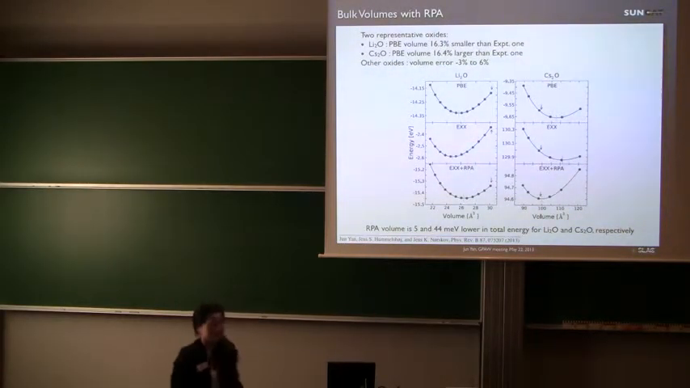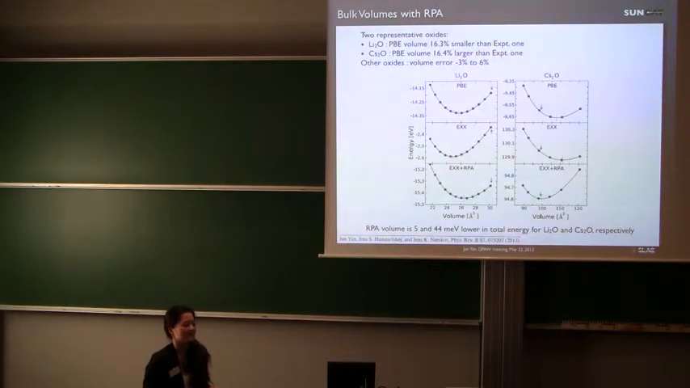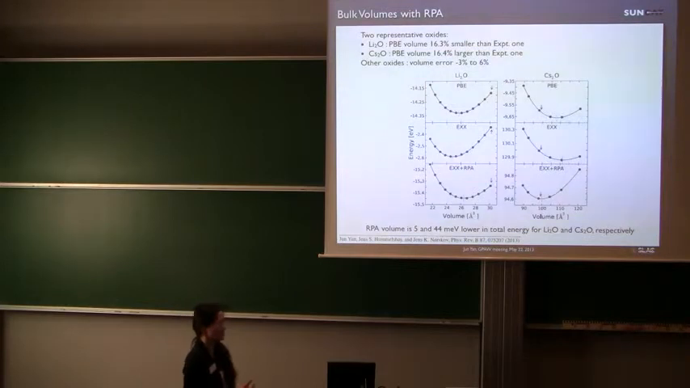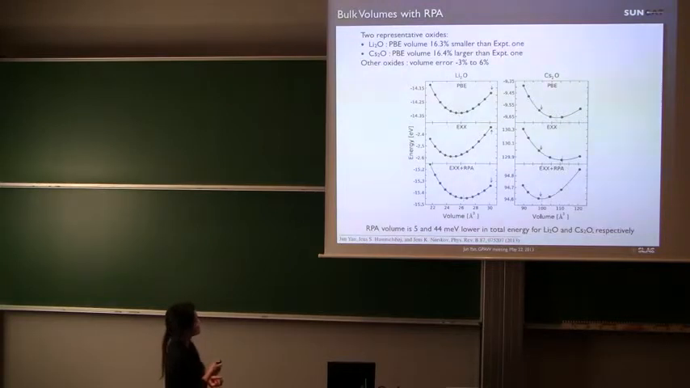And if you want to look at the structure effect, you can ask: you are using PBE structures, what if you use structures taken from the experimental values? So I chose two representative examples, which are two extreme cases in this data set: one has a much larger unit cell than it's supposed to have, and one has a much smaller unit cell than it's supposed to have. Cesium oxide is larger by 16%, and lithium oxide is smaller. You can see that RPA can improve.